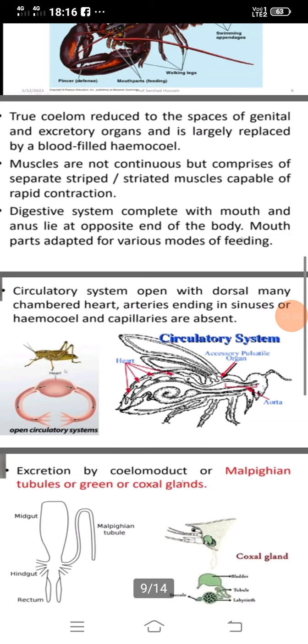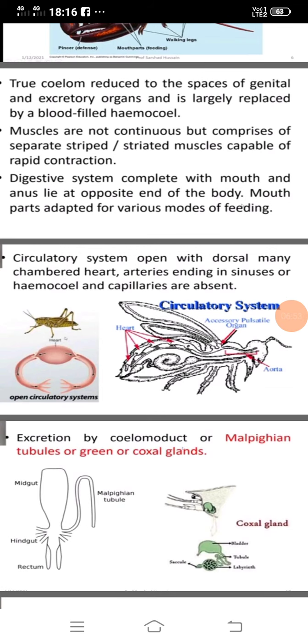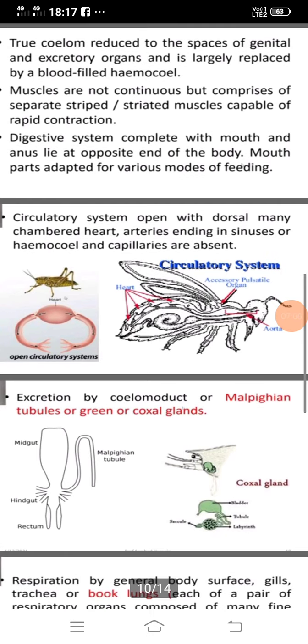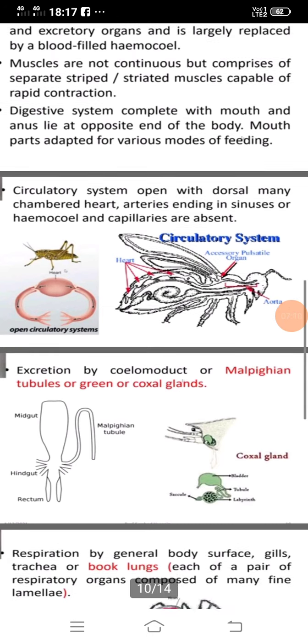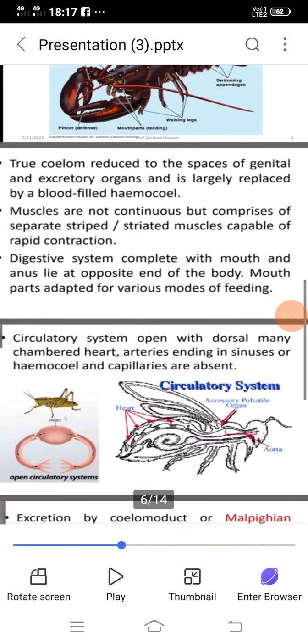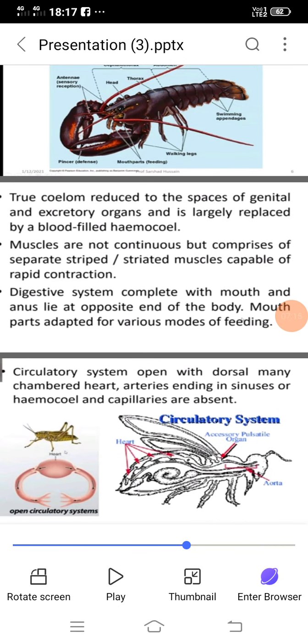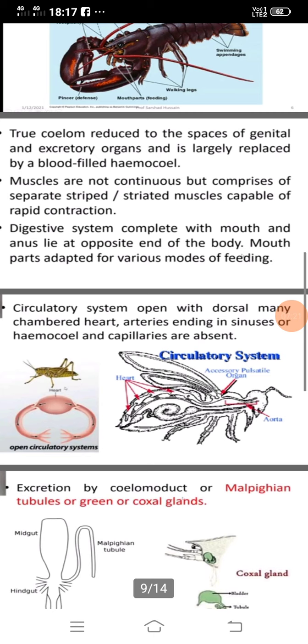The next is digestive system complete, and mouth parts are adapted for various modes of feeding. There is a diverse type of mouth in the Arthropoda because Arthropoda have diverse types of feeding. So in order to suit the different types of feeding, they have different mouth parts. Then next is circulatory system.